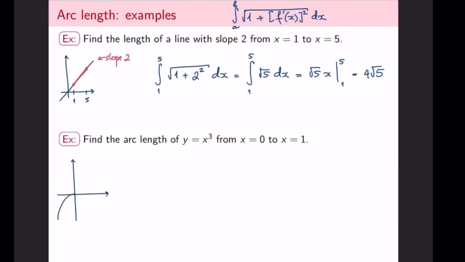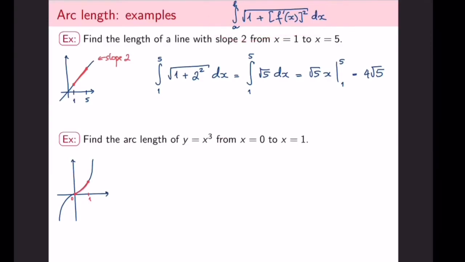And I am interested in the length of the curve that happens between x equals 0, so over here, and x equals 1. So let's say somewhere over here. Right, so I'm interested in this length. It is clearly not straight, so I can't apply my regular distance formula, which means that I will have to calculate it in terms of this integral.